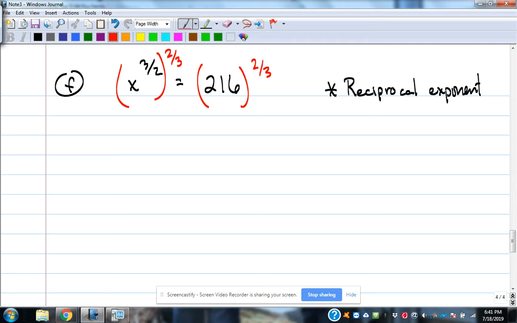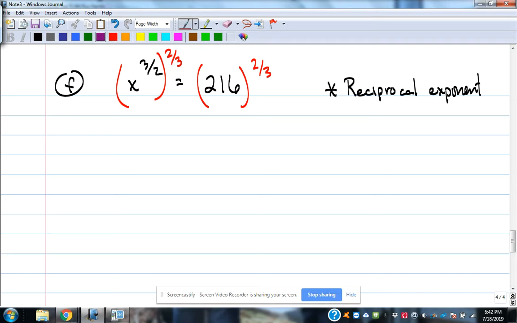This is the same idea as squaring to get rid of a square root. Because remember, the square root of x is the same thing as x to the 1/2 power. And the reciprocal of 1/2 would be 2/1. So it's the same idea. It's exactly the same math operation. It just looks a little different because it's a fraction.